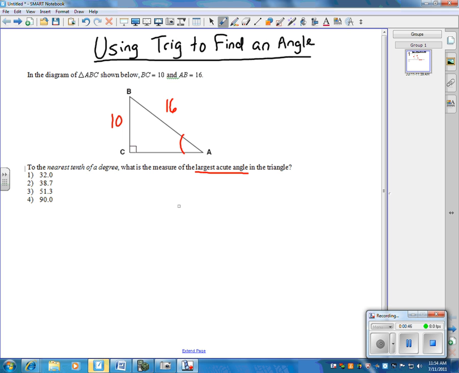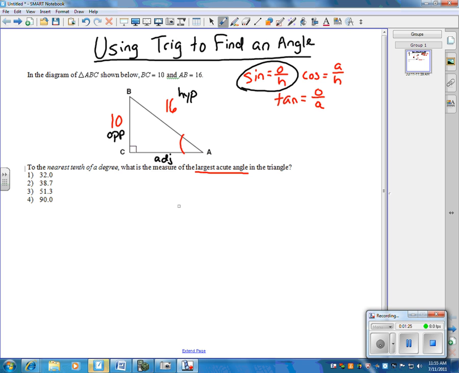Now, I got to either use sine, cosine, or tangent. For my angle, I know my hypotenuse is always going to be the one across the right angle. And then opposite the angle is the 10. And that leaves our adjacent side, which is the bottom next to it. So for this one, we got opposite and hypotenuse. So because we have O and H, we're going to have to use sine.